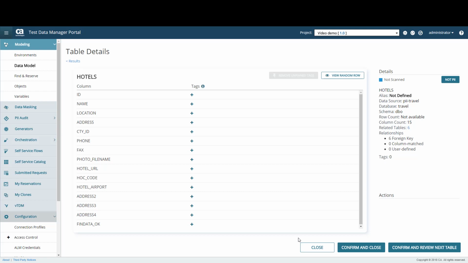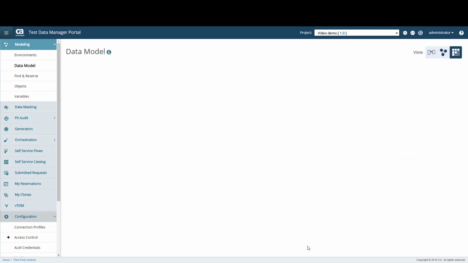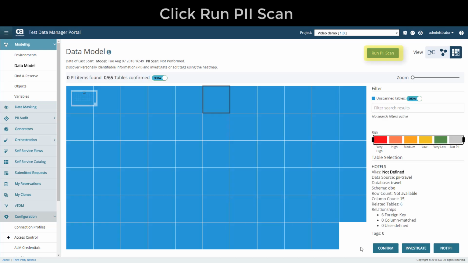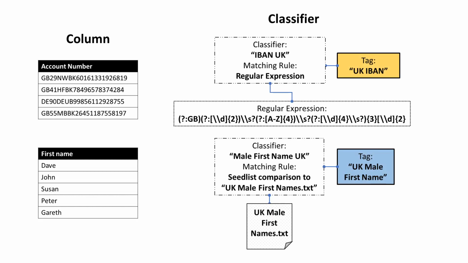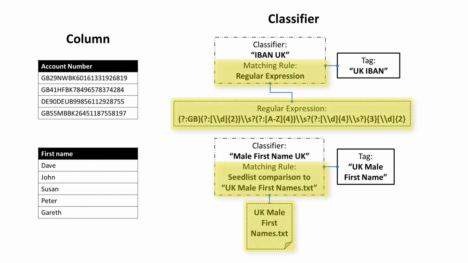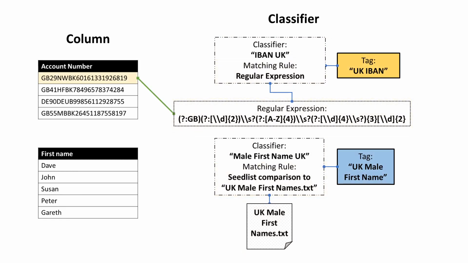For now, we won't manually assign any tags to our model. Instead, we'll run a PII scan on the data model to let TDM Portal assign tags to columns in our database. TDM Portal assigns tags from classifiers. Classifiers are sets of rules against which TDM compares samples of column data to classify that column as PII.